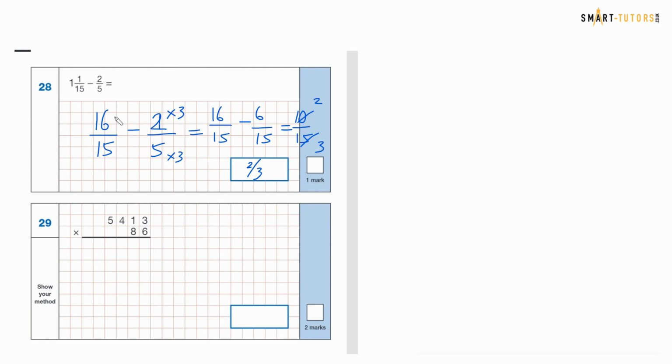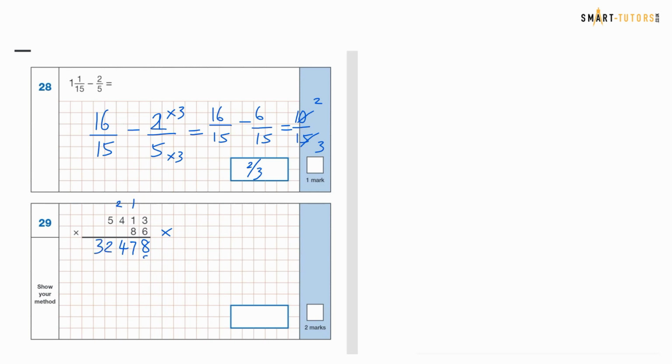Question number 29. 5413 times by 86. So we're going to do column multiplication. So 6 times 3 is 18. 8 carry the 1. 6 times 1 is 6. Add 1 is 7. 6 times 4 is 24. 4 carry the 2. 6 times 5 is 30. 30 add 2 is 32.